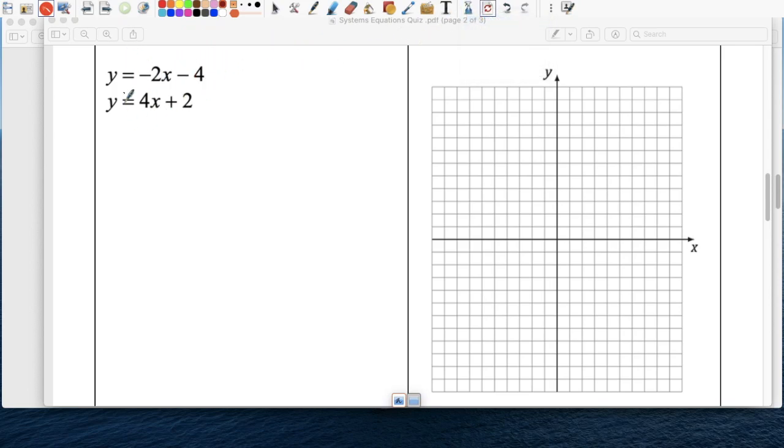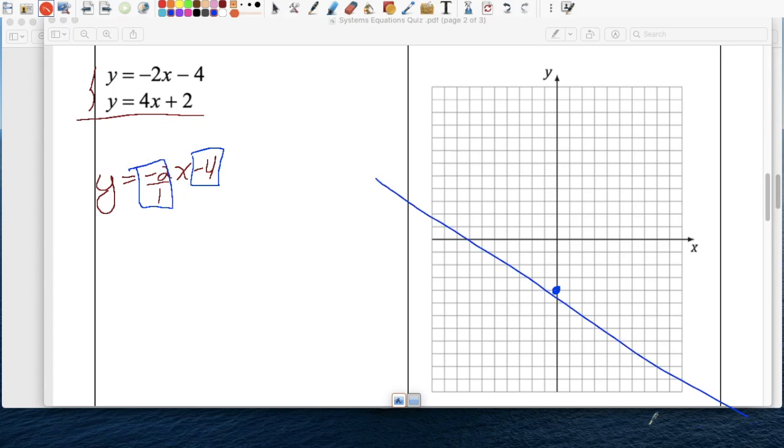All right, so the first one, let me take the first one apart and I'll write it over here. y equals negative 2x minus 4. So for the negative 2, I'm going to put it over 1. Now, my negative 4 is my y-intercept. That line we're about to draw will cross the y-axis here: 1, 2, 3, 4, right here. We can tell by the slope, it's a negative slope, so we know the line is going to cross going down.